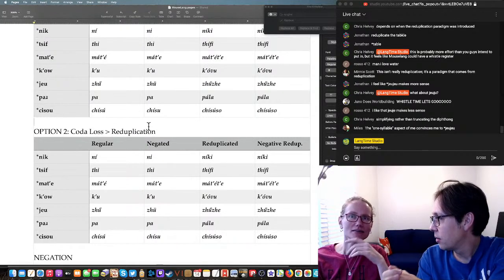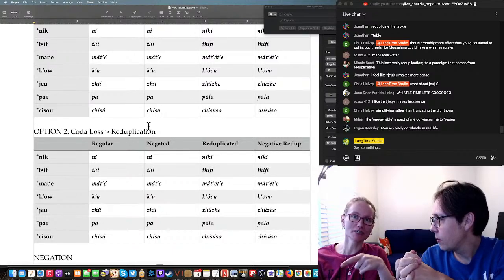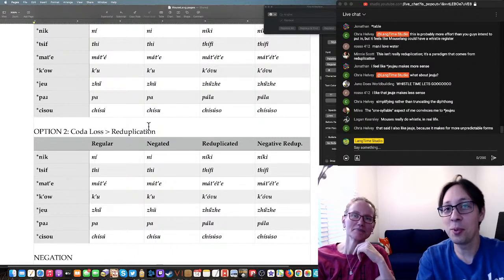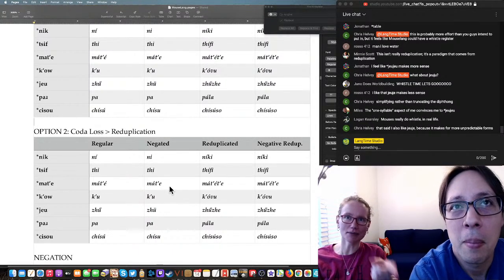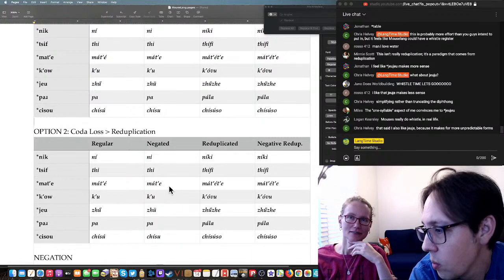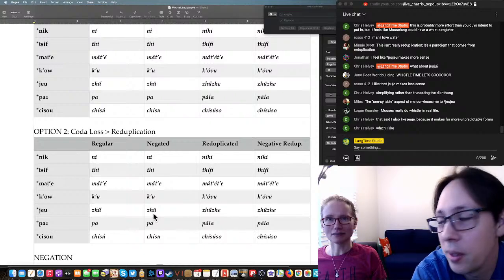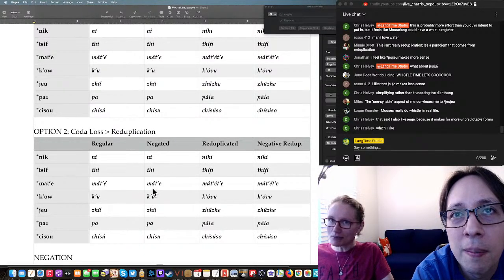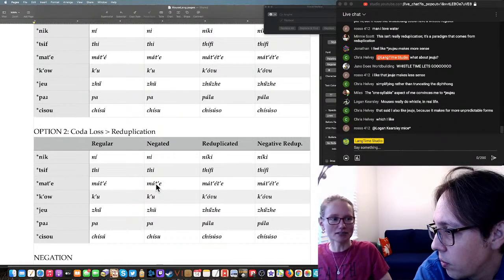But why not have an option 3 where the reduplication happens after the diphthong gets simplified? Well, this is what's happening here. No, coda loss in this one happens before reduplication, which means reduplication comes after. Yeah, so the diphthong would be simplified. There's also a middle step where diphthongs are simplified, and then you have reduplication, then you have coda loss. Really?